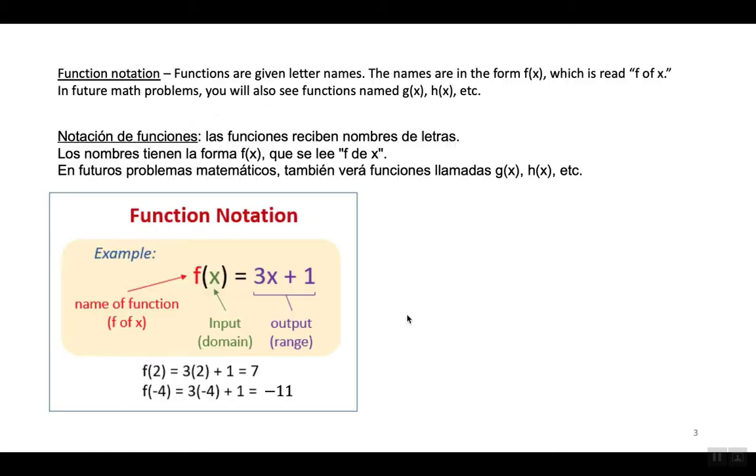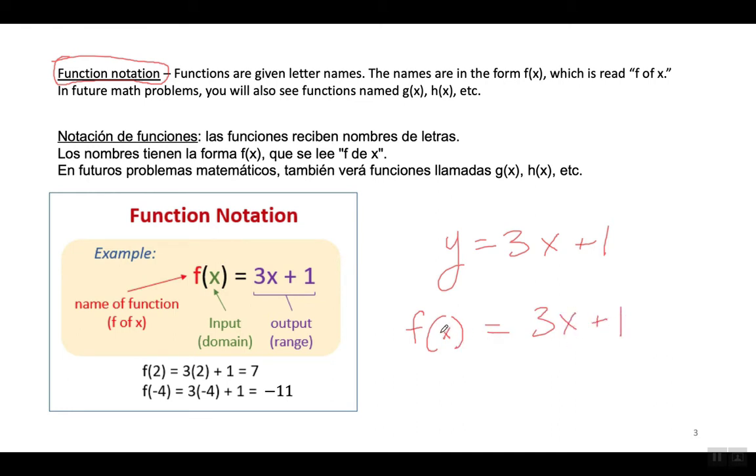Okay, so look, the only thing different from what you just did is that today's problems are going to be written in function notation. All function notation is, instead of writing y equals 3x plus 1, it's going to say f of x. That's how you read it. f of x equals 3x plus 1.